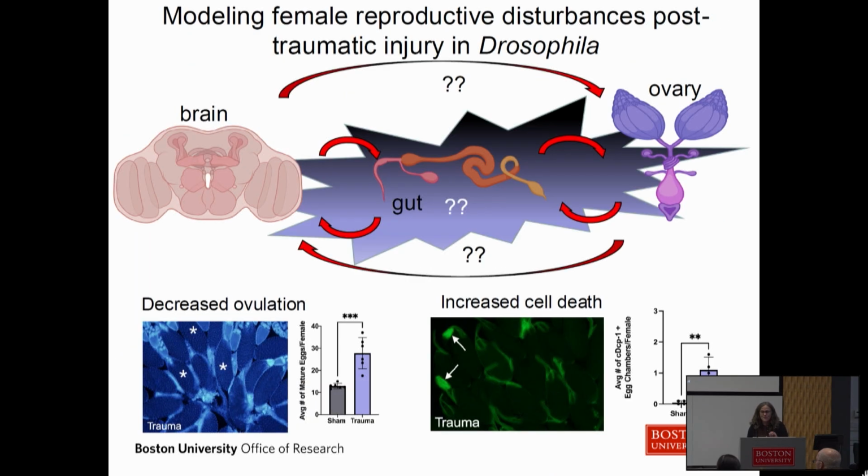And so in the last 30 seconds, I want to tell you about a new area we've been working on to develop the fly as a model for reproductive disturbances after traumatic injury. Women have been found to have reproductive problems such as increased miscarriages and fertility issues. And we have found that by inducing traumatic injury in the fly, we see defects such as decreased ovulation and increased cell death. And so what we're hoping is that some of these pathways will be conserved in humans.